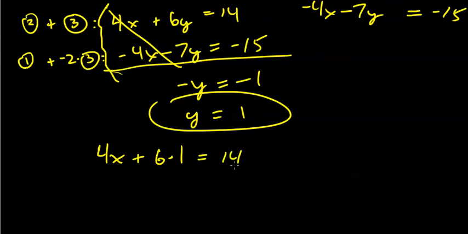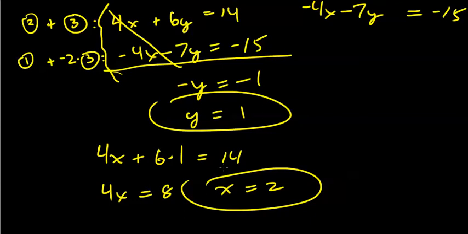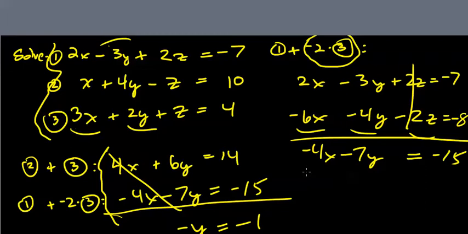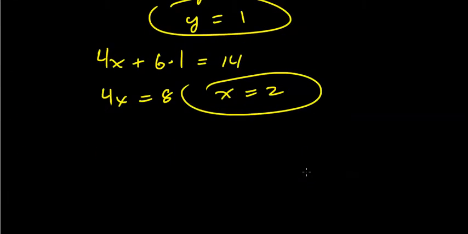Then 4x plus 6 times 1 equals 14. 4x equals 14 minus 6 is 8. And of course that means x equals 2. And then I can go above to any of the 3 by 3 equations, plug in x and y and solve for z. I'll pick the second one.